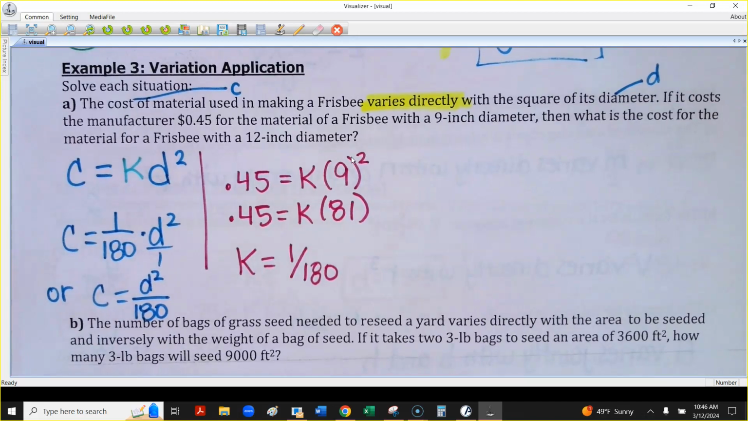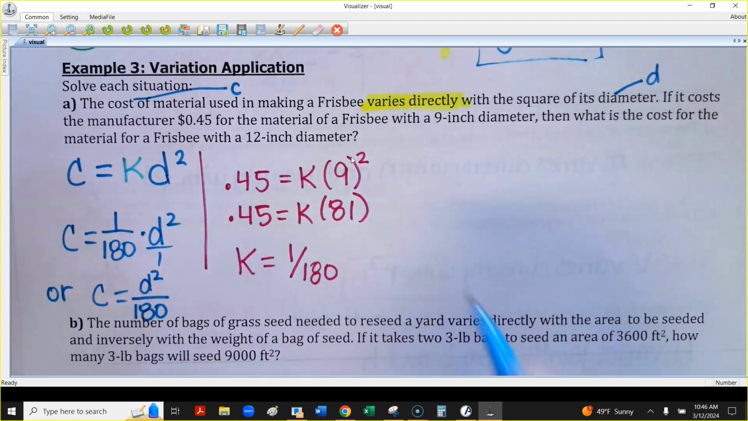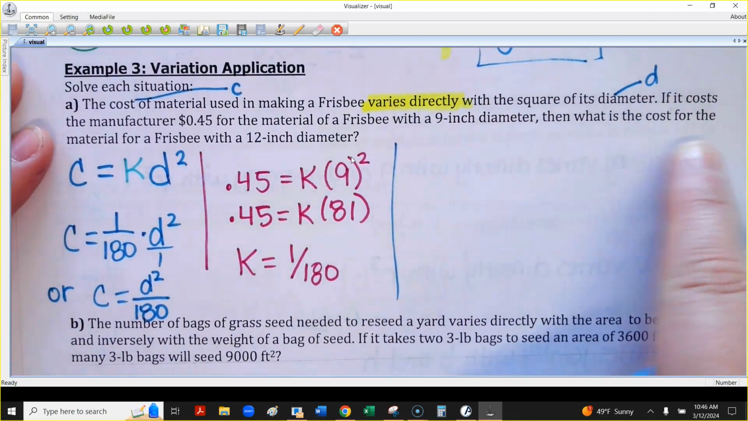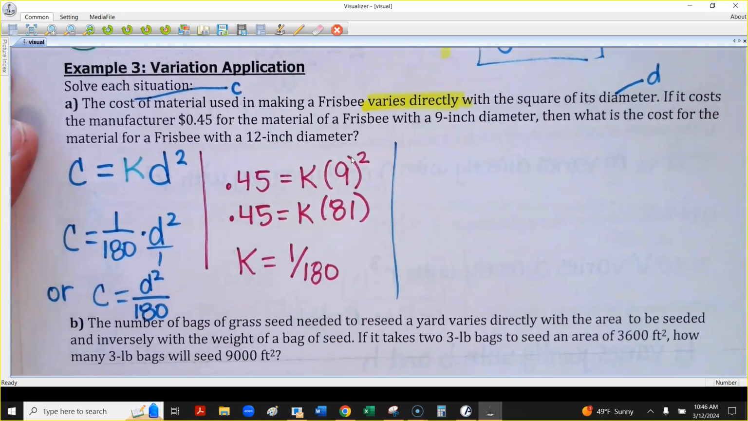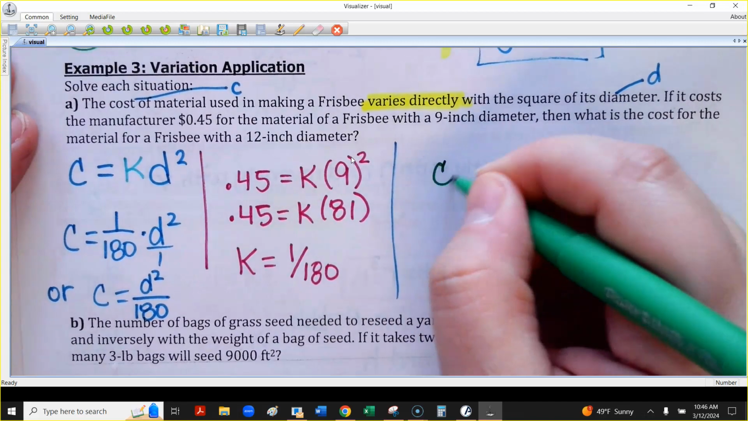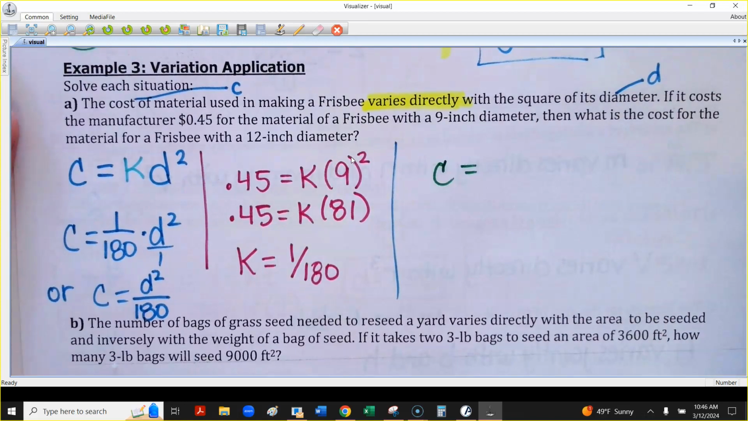It's still a direct relationship, just might be easier to plug it in that way, and then you don't have to deal with the fraction. So it says, what is the cost? So here's our secondary question. What is the cost? We don't know the cost for a Frisbee with a 12-inch diameter.